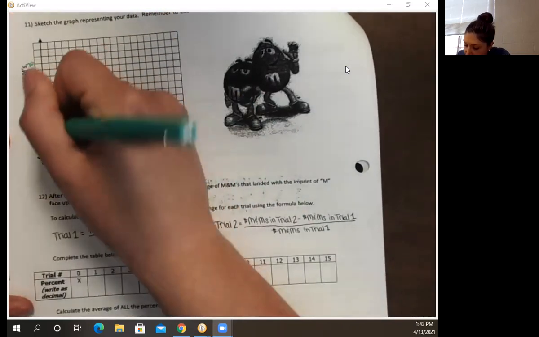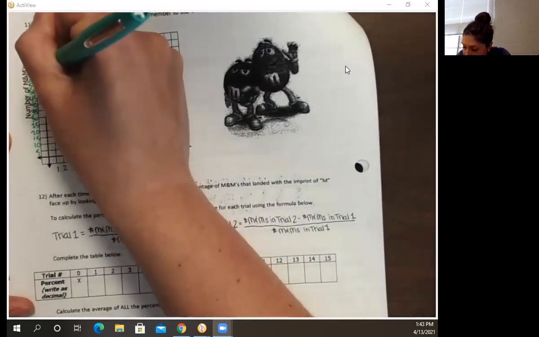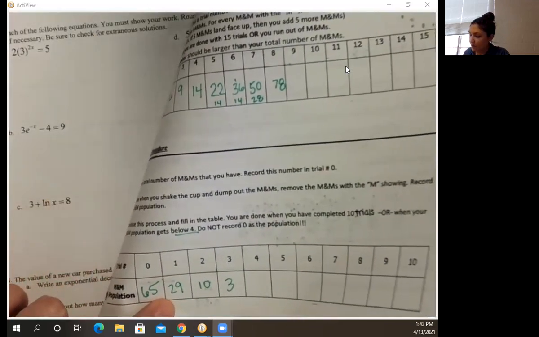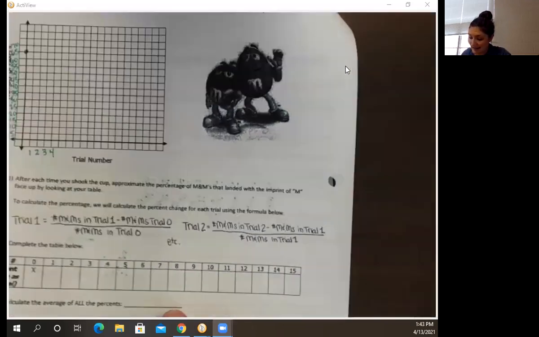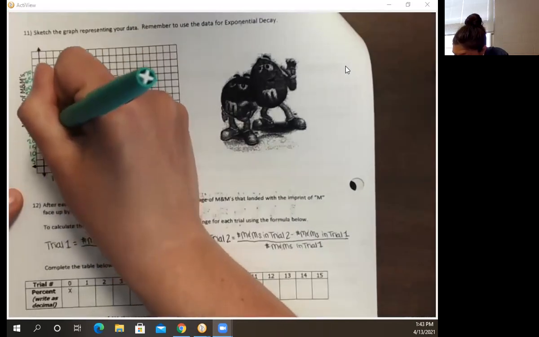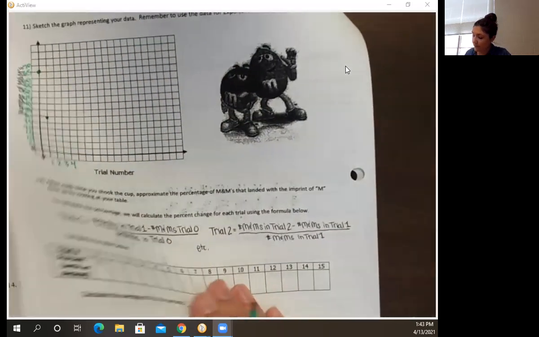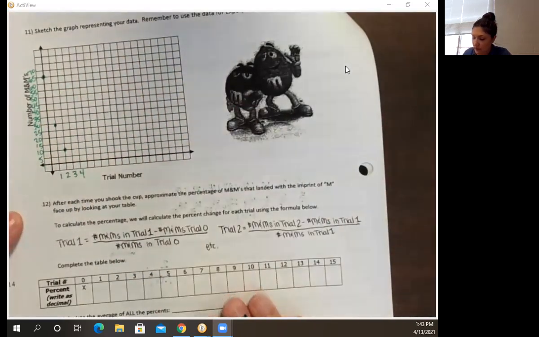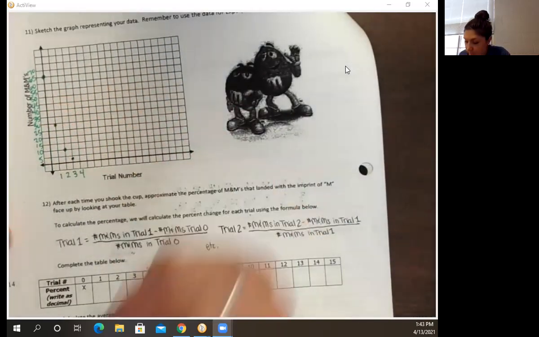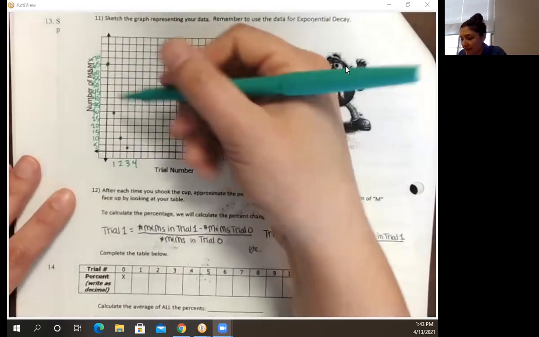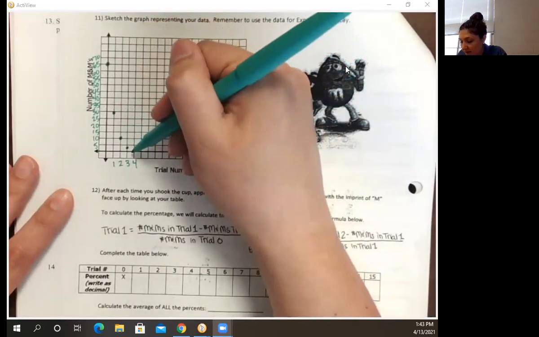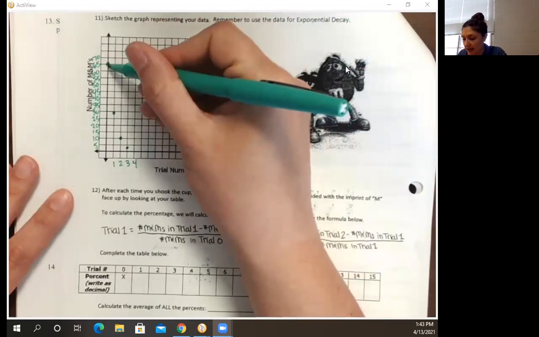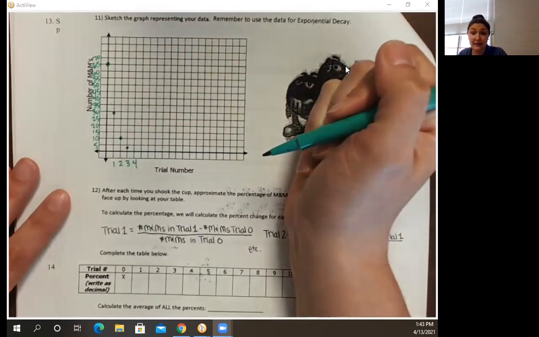Okay, so trial 0, what we started with was 65 M&Ms. After that first trial, we're down to 29 M&Ms. Then we went down to 10. And then we went down to 3. So again, notice that this is not linear. These points do not follow a straight line because my decrease each time is not the same.